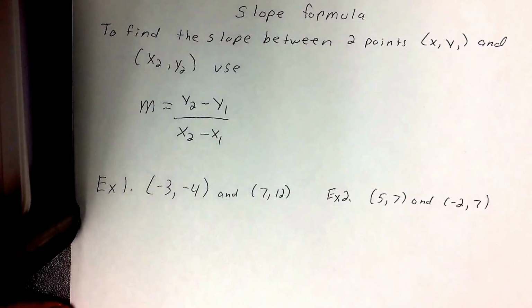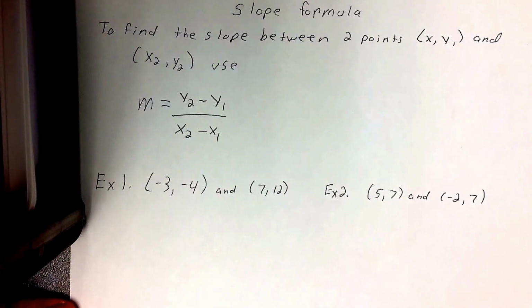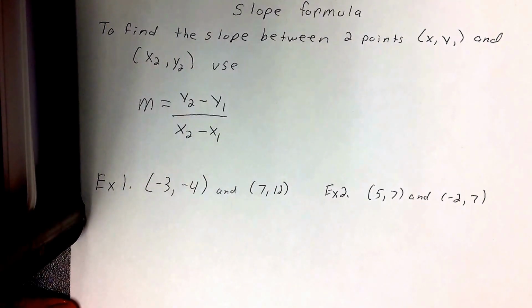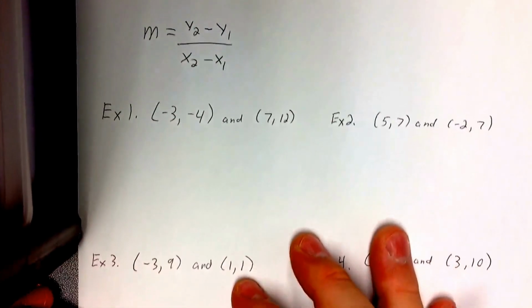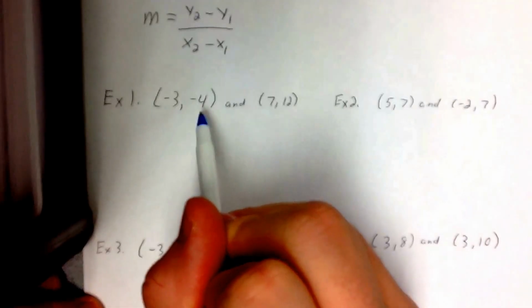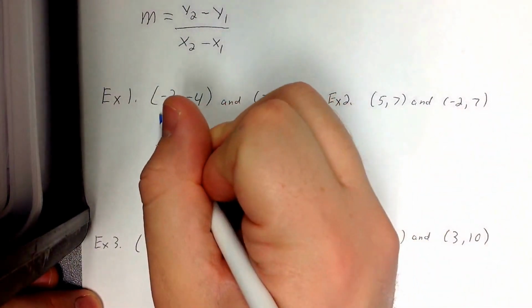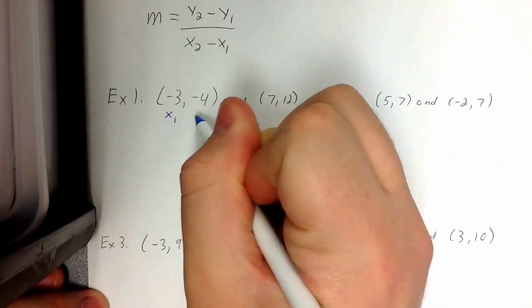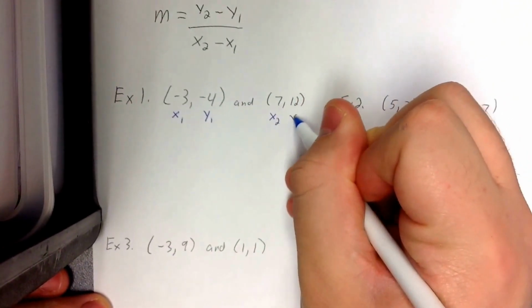Okay, the slope formula. To find the slope between 2 points, x1, y1, and x2, y2, we can use the formula m equals y2 minus y1 over x2 minus x1. So in example 1, they give me 2 points, (-3, -4) and (7, 12). So again, this is the first coordinate, so I let this be x1, y1, and this is x2, y2.